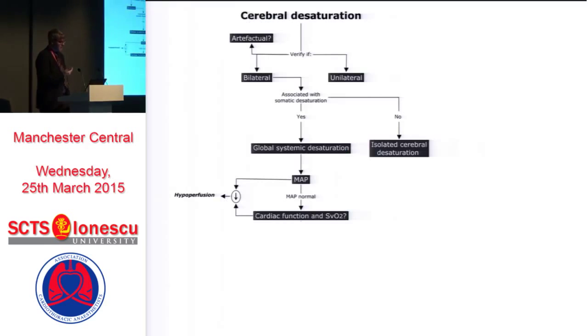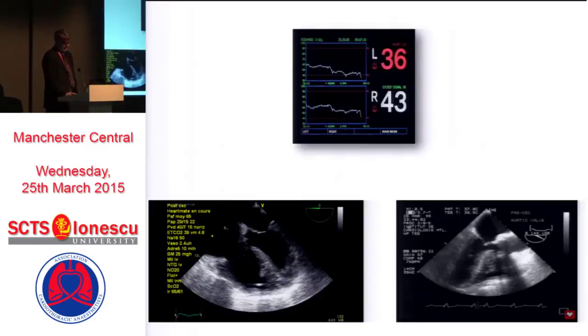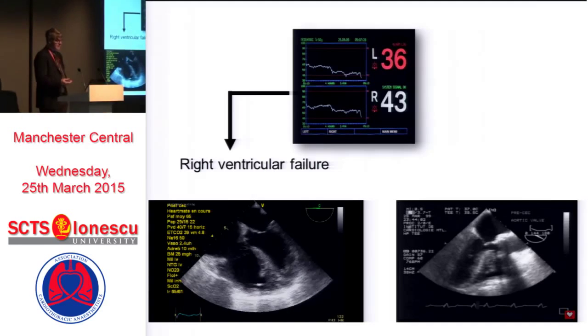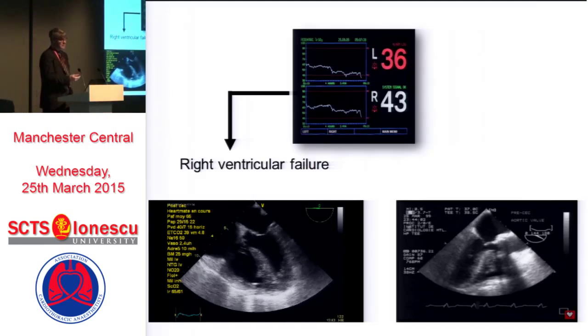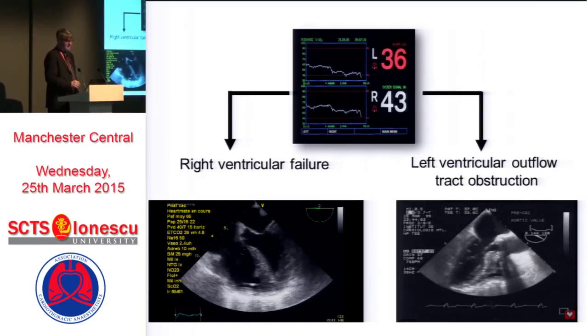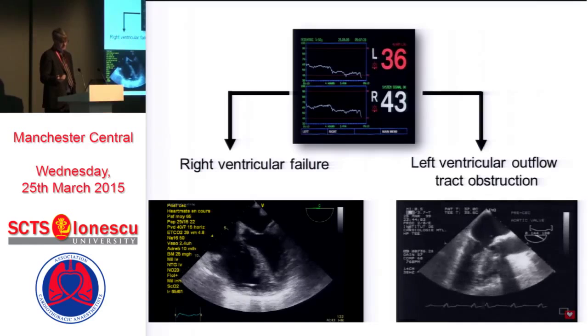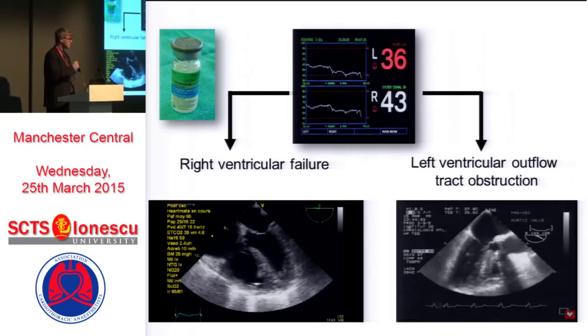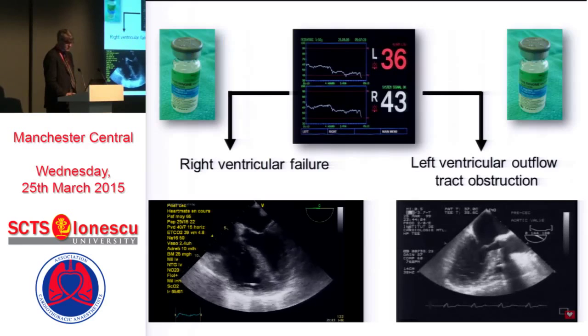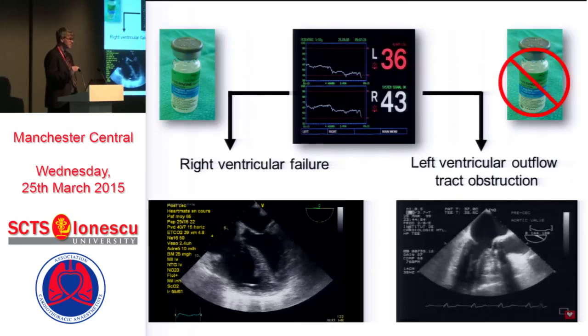The next step is your cardiac function. If you have a reduced mixed venous O2, you'll have a reduction in your brain saturation. And then you might be dealing with hypoperfusion. This is why I would say the major cause of brain desaturation is cardiac dysfunction. And that's very important because brain desaturation is commonly associated with right ventricular dysfunction, but you can also have brain desaturation with left ventricular outflow tract obstruction. On one hand, you will want to use inotropes. But in that situation, inotropes are absolutely contraindicated.